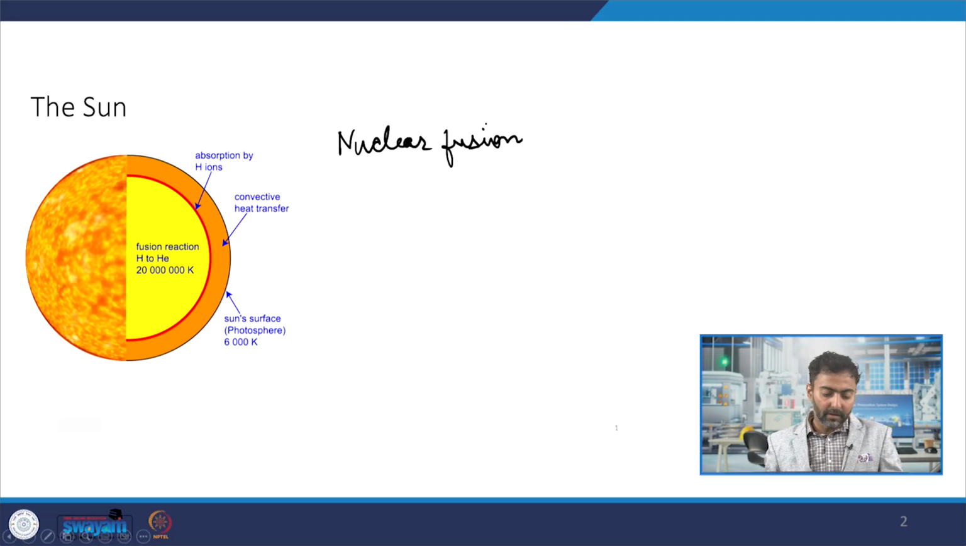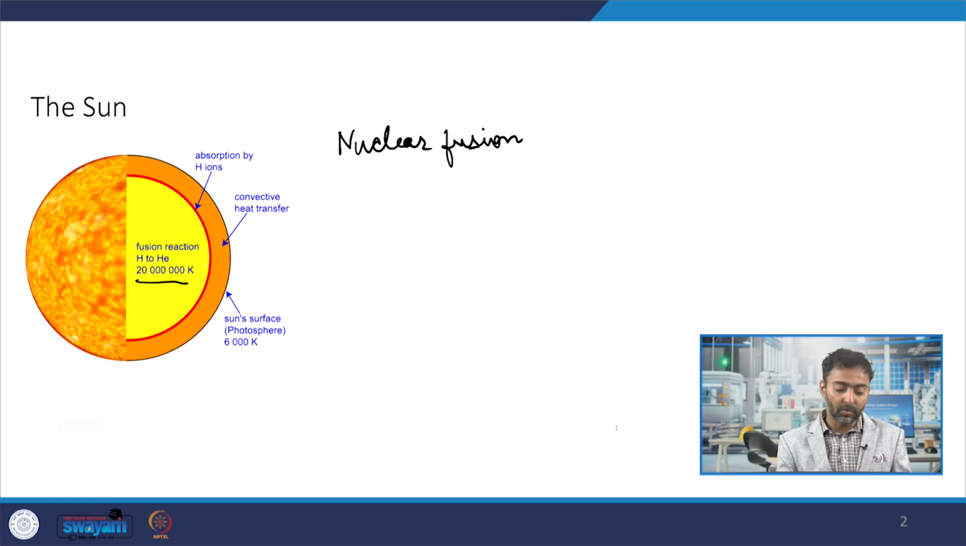And this fusion reaction which is happening at the core of the sun converts hydrogen into helium, and it happens at a very high pressure and temperature. So the temperatures in the core of the sun can be as high as up to 20 million Kelvin. So that's a very high temperature. We can't even imagine that being on the planet Earth. But interestingly, from the core to the surface of the sun, there are some other phenomena which come into place.